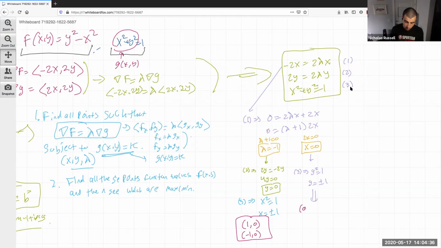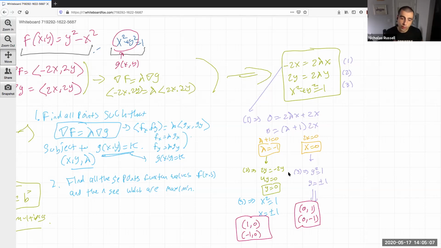I have points (0, 1) and (0, -1), and so I have 4 possibilities for my extreme values: (1, 0), (-1, 0), (0, 1), and (0, -1). As you can see in this route, I didn't even solve for lambda. It is not necessary. You do not have to find the Lagrange multiplier. In this case it helped us out, but overall you don't have to. All you have to do is find the coordinates.